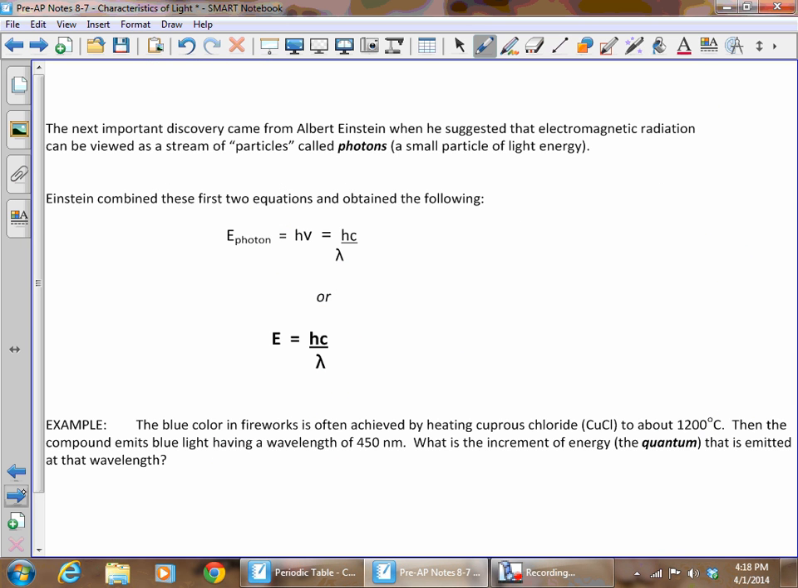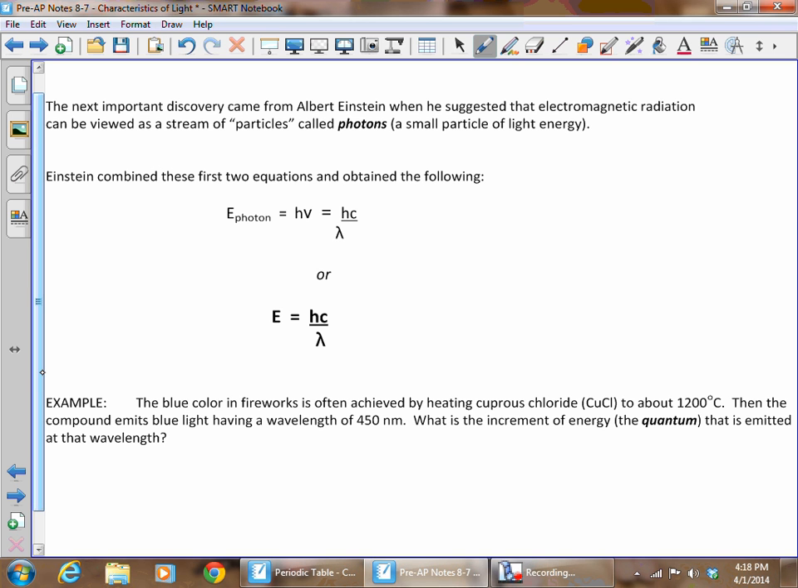Our final representation, our final equation then, is going to show the relationship between energy and wavelength. So this is our energy and wavelength equation, and when you read a problem, you're simply going to decide what pieces of information it asks for and gives you, and that's going to tell you which equation of these three you're going to use. So energy is being related to wavelength in this particular equation.